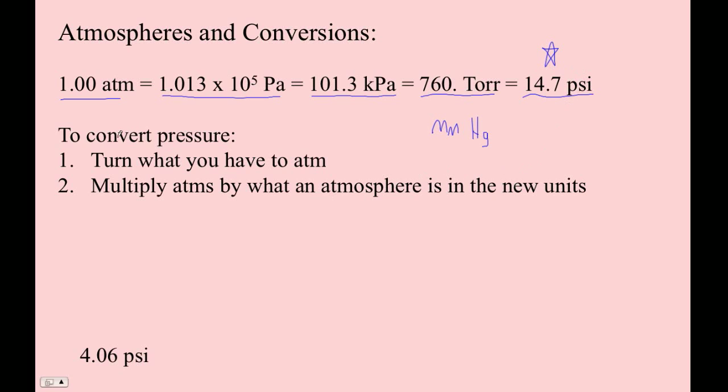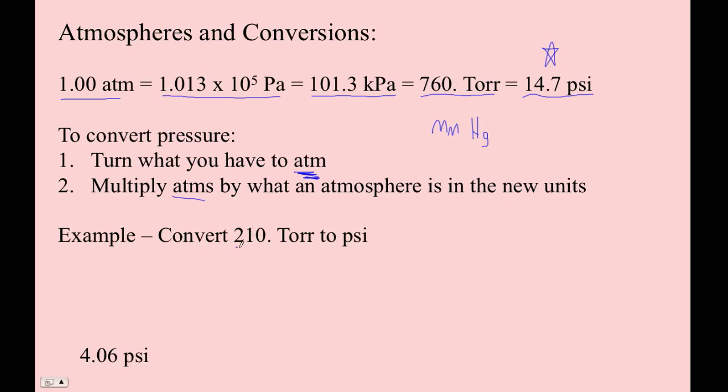But this is what you do. If you want to convert pressure, take what you have, turn it into atmospheres, right? And you do that by dividing by 1 atmosphere and whatever that is, right? So if it's pascals, divide by this to get 1 atmosphere. If it's kilopascals, divide by this. If it's torr, divide by 760, etc., right? And then once you have it in atmospheres, multiply that by what an atmosphere is in the new units.